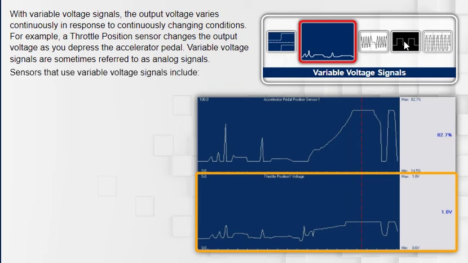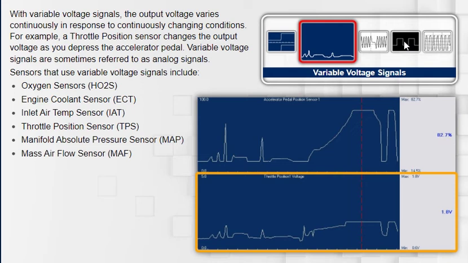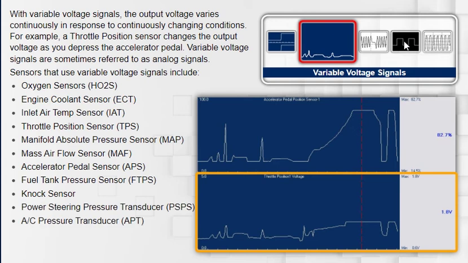Sensors that use variable voltage signals include oxygen sensors, engine coolant temperature sensor, inlet air temperature sensor, throttle position sensor, manifold absolute pressure sensor, mass airflow sensor, accelerator pedal sensor, fuel tank pressure sensor, knock sensor, power steering pressure transducer, AC pressure transducer, oil temp sensor, and the fuel level sensor.